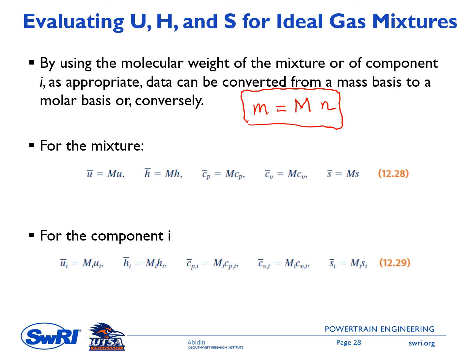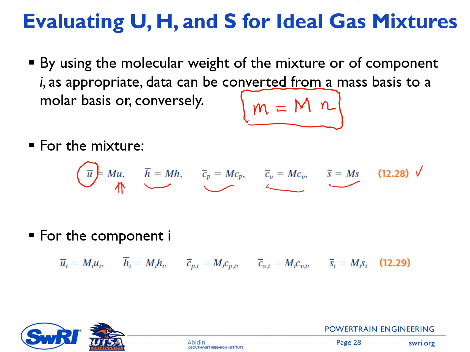For the mixture, we have equation 12.28. In this case, the specific internal energy of the mixture on a molar basis equals the molecular weight of the mixture times the specific internal energy of the mixture on a mass basis. Similarly, you have this equation for the enthalpy, Cp, Cv, and S.